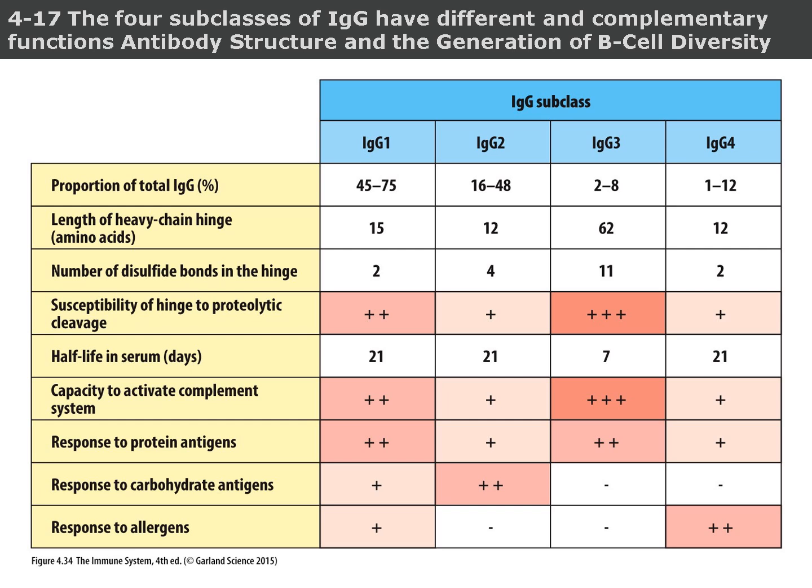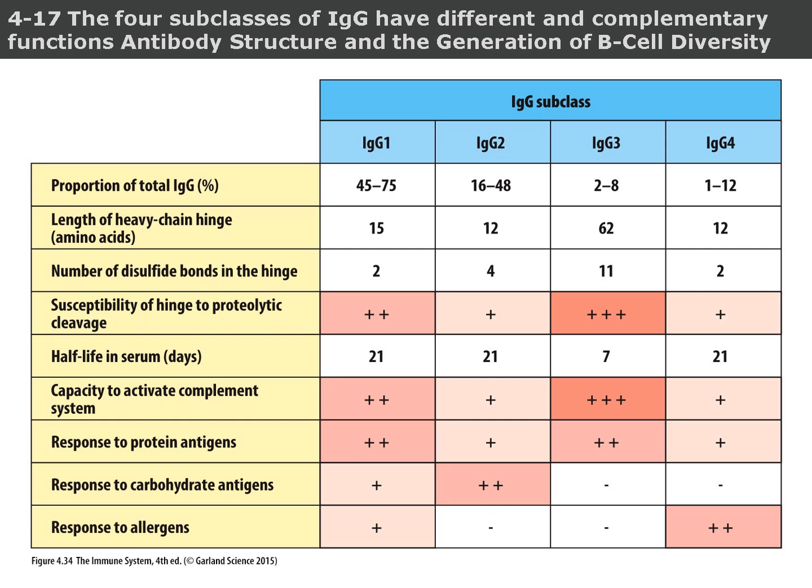Susceptibility to proteolytic cleavage increases with hinge length. Immunoglobulin G3 is the most vulnerable, while immunoglobulin G2 and 4 are more resistant. The half-life of immunoglobulin G subclasses also varies. Immunoglobulin G1, 2, and 4 all persist for about 21 days, while immunoglobulin G3 has a shorter half-life of 7 days.